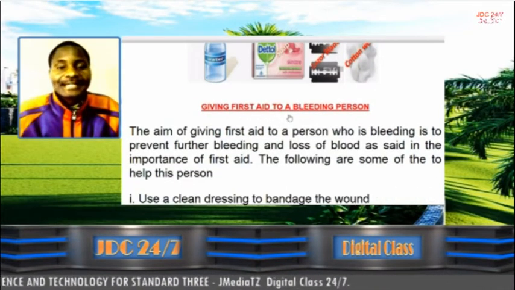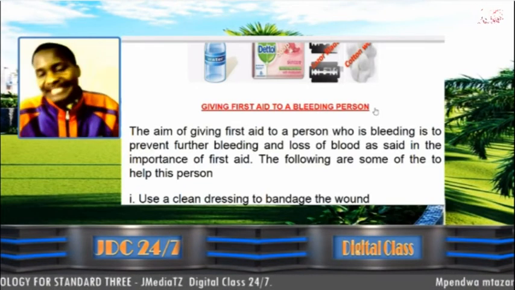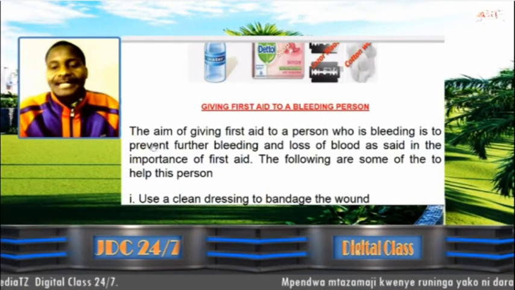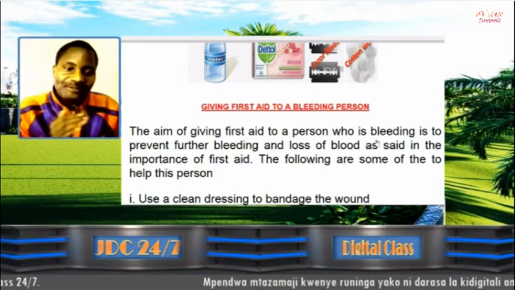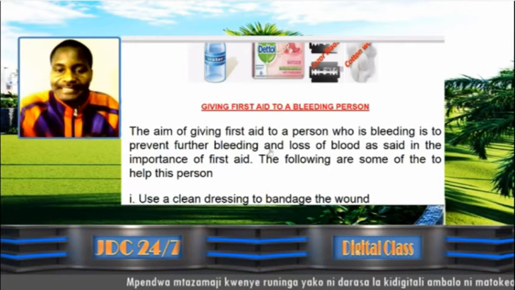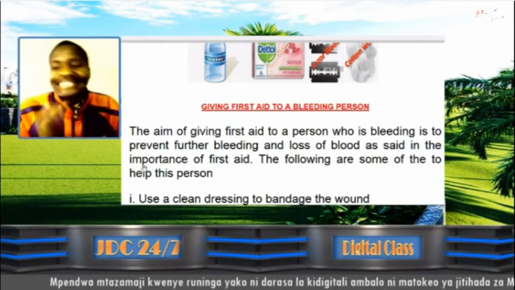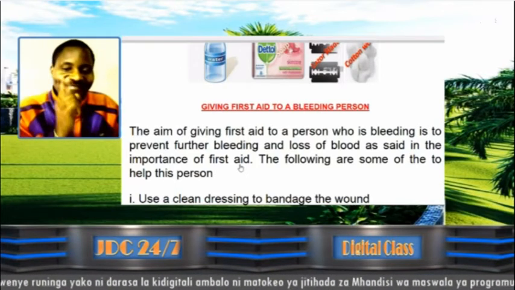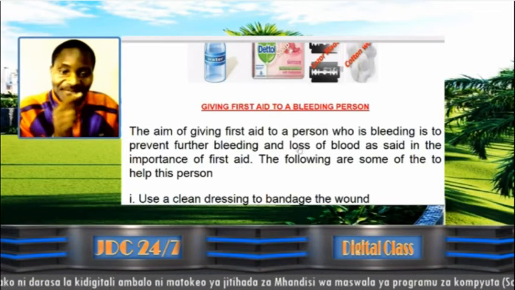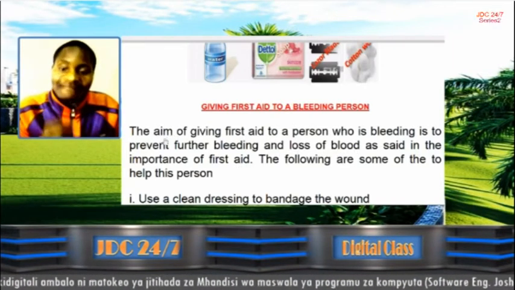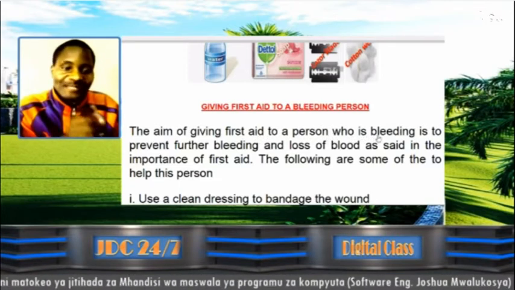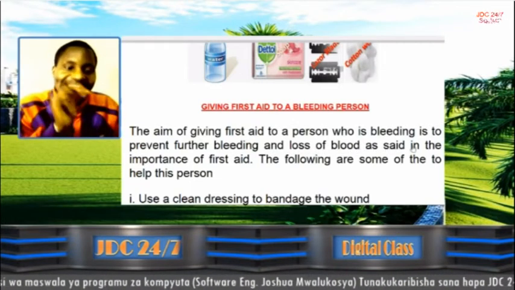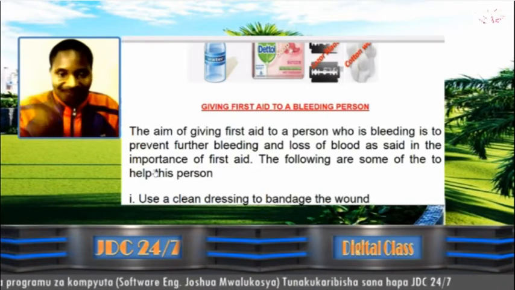Now, giving first aid to a bleeding person. Let us have a look a bit at giving first aid to a bleeding person. The aim of giving first aid to a person who is bleeding is to prevent further bleeding and the loss of blood, as said in the importance of first aid. We have talked about one of the advantages of first aid being to reduce the loss of blood. Here, the aim is to prevent further bleeding and the loss of blood, as we have said earlier.